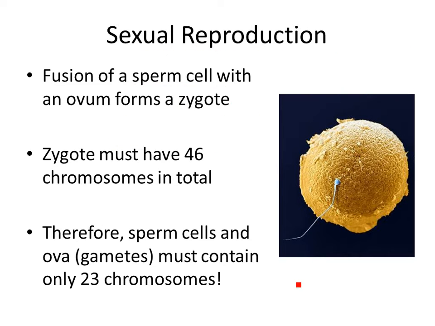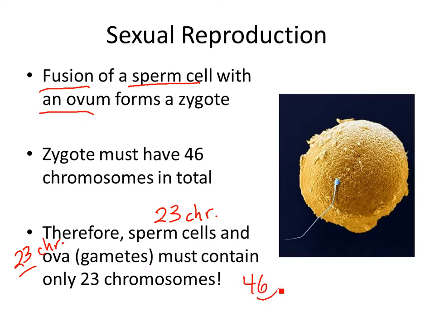Got kind of a problem. A sperm cell is going to fuse with an egg cell, an ovum. So you can't have 46 chromosomes in a sperm cell and 46 chromosomes in an ovum, because that would give you 92 chromosomes in the zygote. Therefore, we need sperm cells to have only 23 chromosomes, and we need ova to only have 23 chromosomes, so that when they fuse together, you wind up with 46 in the zygote.